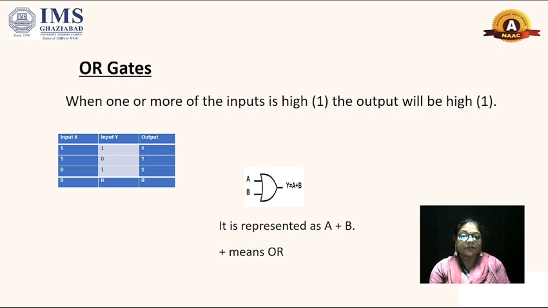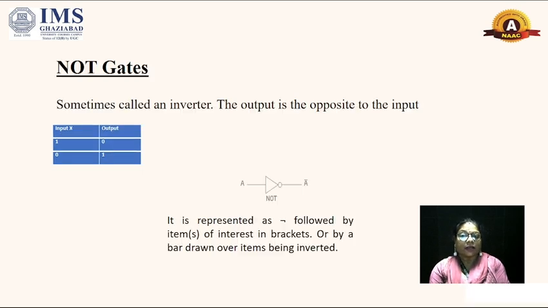It is represented by the symbol shown in the figure, and it is represented by the plus sign. So it can be represented as A plus B, where plus means OR. But we cannot omit the plus as we omitted the dot; over here we have to write plus to show the OR gate.